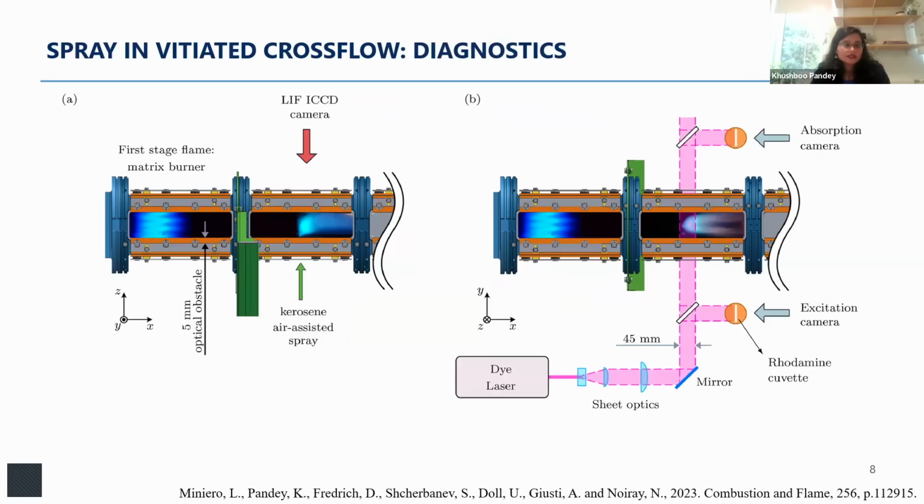Now, keeping these two things in mind, we move forward and do experiments with several diagnostics, including OH chemiluminescence as well as OH PLIF. The OH PLIF setup is shown here. We have a dye laser that was illuminating the kerosene flame itself at multiple height locations, and to see what kind of OH field it is creating, we also placed an excitation camera to look at the laser profile at the inlet and an absorption camera to look at the laser profile at the outlet.